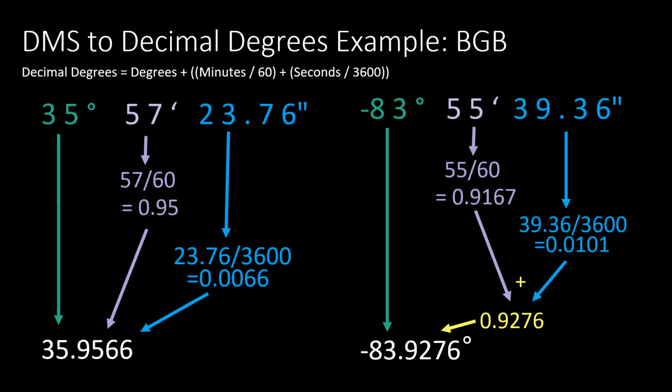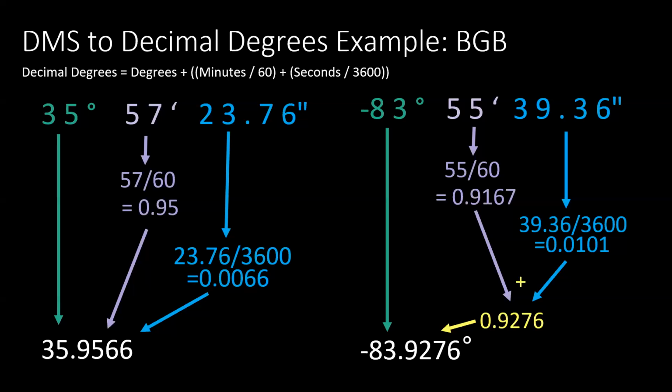All that's left is converting the seconds into a percentage. So I divide 23.76 seconds by 3,600 and get 0.0066. And then I drag that down to the bottom to get 35.9566 degrees. On to the second example.